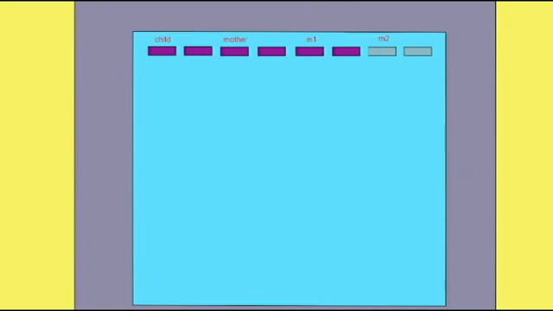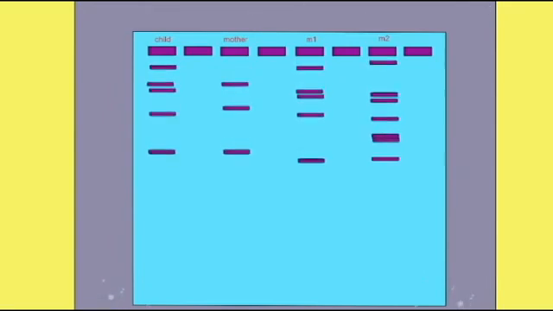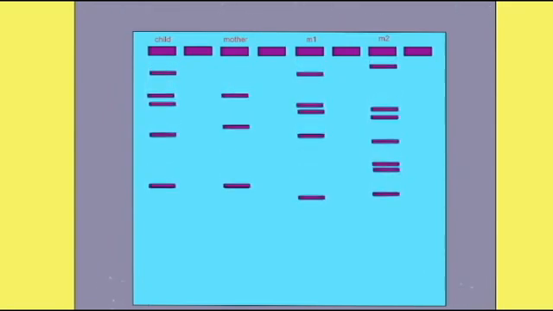If one were to take restriction enzymes and make a series of cuts in a child's DNA, and then do the same for the mother and any men who may be the father, then one can compare the patterns.